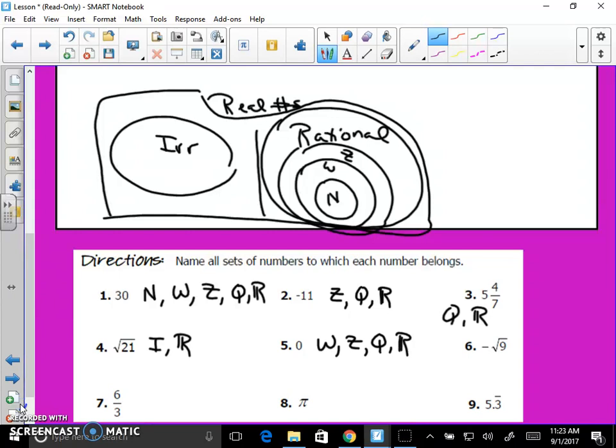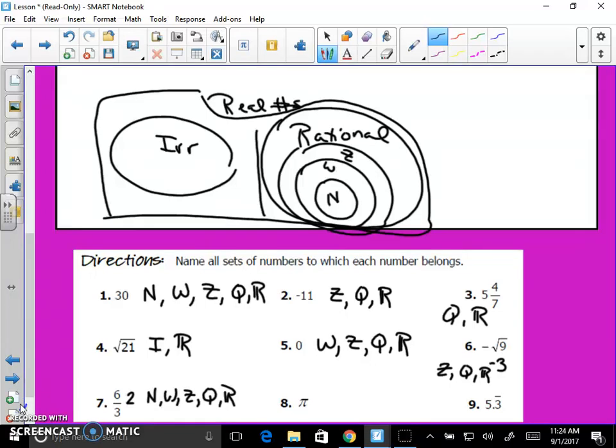Number 6, we have to solve it first. The square root of 9 is 3, and now you bring this negative sign down so we have negative 3. And then you put it in its subgroups. Well, a negative 3 is an integer, because it's negative. Then it has to be rational, and then it's real. Well, this one says 6 divided by 3. That gives me 2. So 2 is natural, whole, integer, rational, and real.